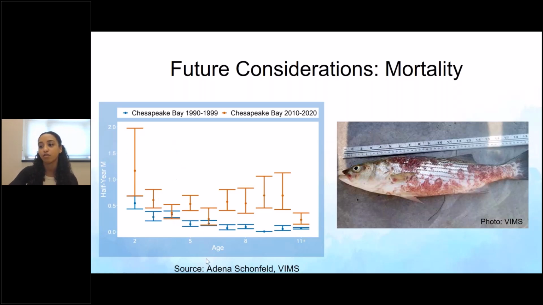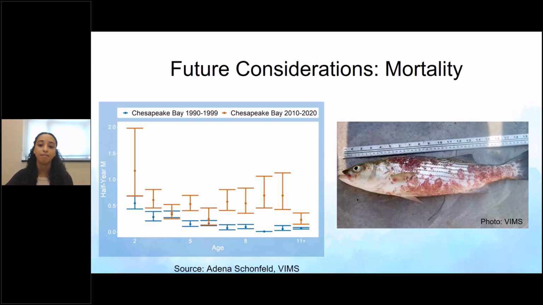and that's pretty apparent in this graph here on the left. So this is from Adina Schoenfeld. So the Chesapeake Bay natural mortality in 1990 through 1999 is in the blue here. Chesapeake Bay natural mortality from 2010 to 2020 is here in the orange, and you can see that the recent natural mortality is much higher than the mortality from the earlier years.